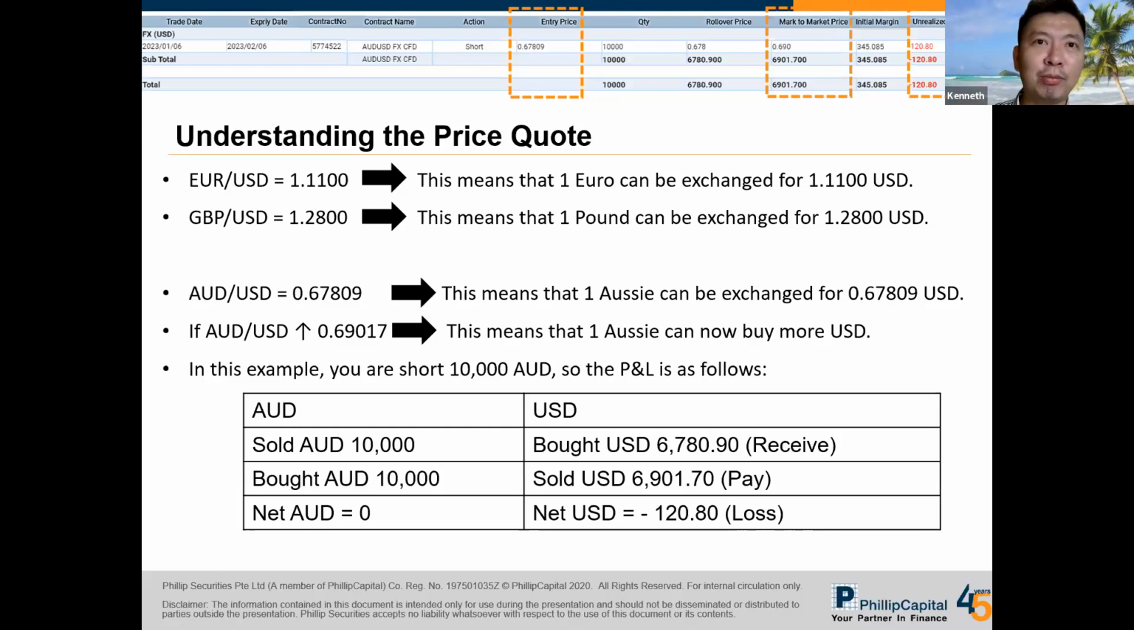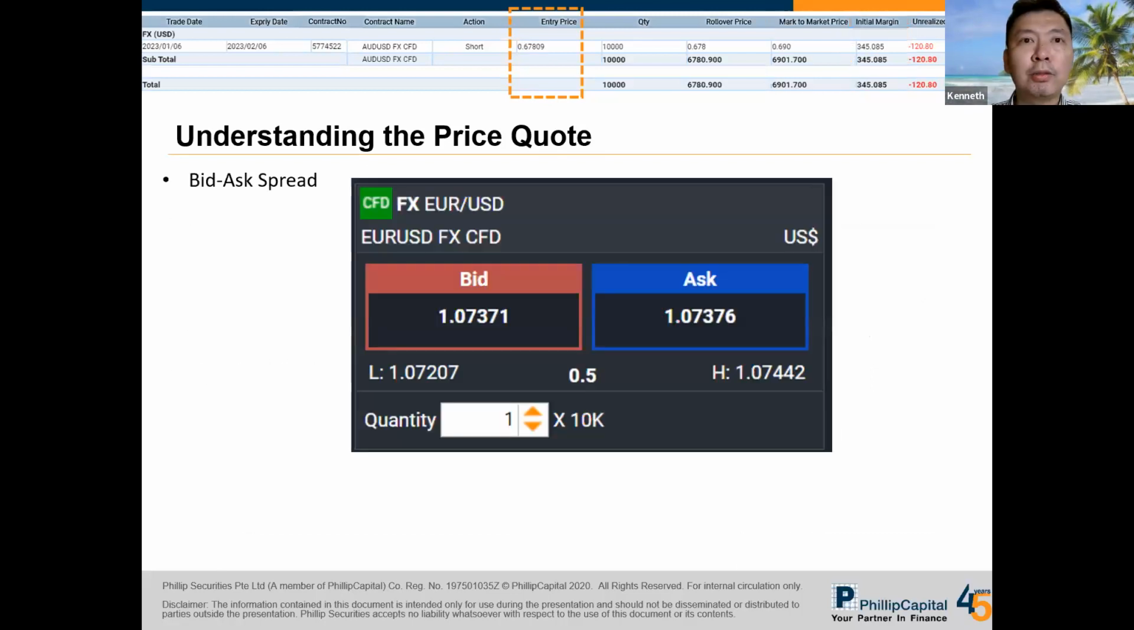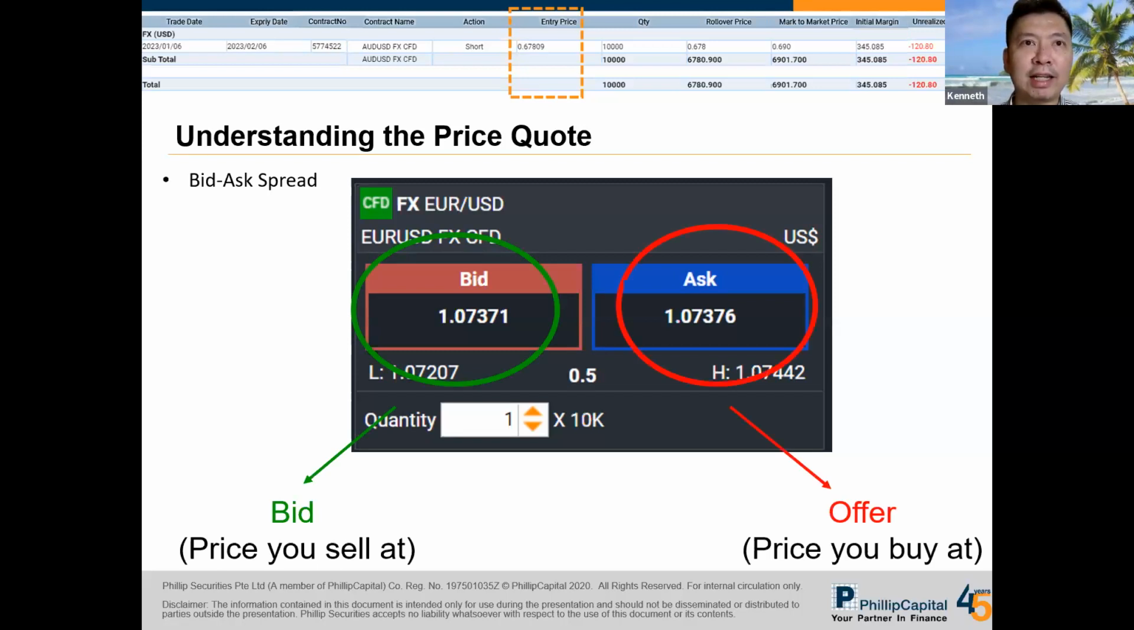Now, the market price at the moment is 0.69017. So if the investor was to exit the trade, he'll need to pay 6,901.70 US dollars for the same contract, and that represents a loss of $120.80 in US dollars. So please remember that when you want to sell a contract, you are actually selling at the market's bid price, because that's what other investors are willing to pay for. When you are buying, it's at the market's offer price, because that's what other investors are asking for.